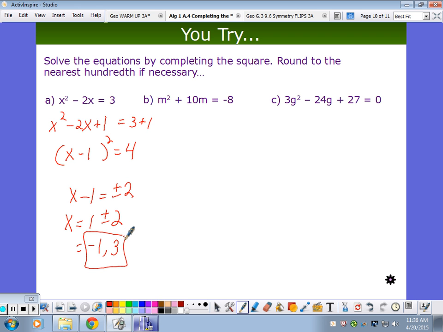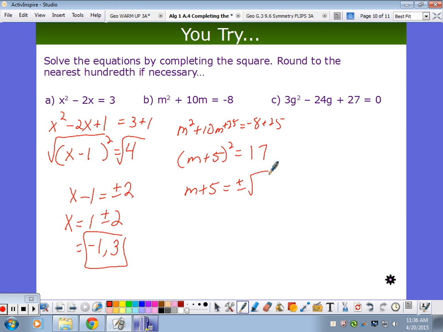Isn't that x squared? I took the square root of both these things. How did you add the 1? The square root of anything squared is the base. M squared plus 10m equals negative 8. Half it, square it. This becomes m plus 5 squared equals, what is it? 25 minus 17. So m plus 5 is plus or minus the square root of 17. So m equals negative 5 plus or minus square root of 17.